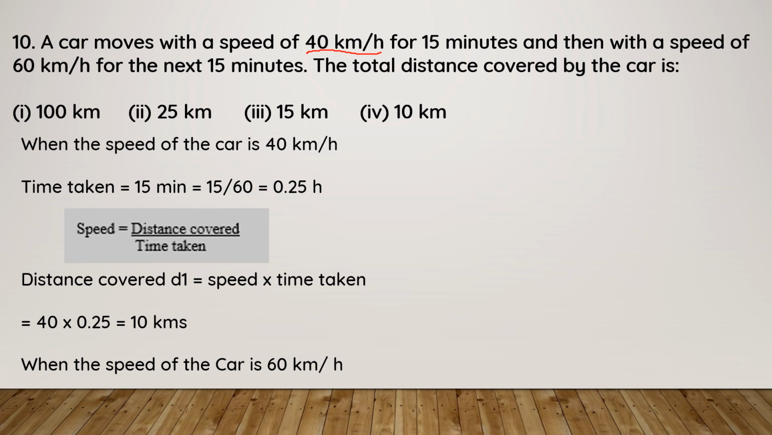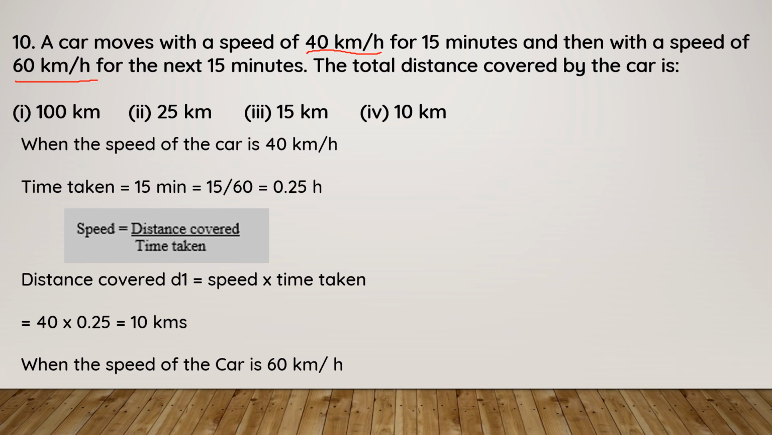So first 15 minutes at 40 km/h, the next 15 minutes it moves with 60 km/h. You have to find the distance covered by the car. Some options are given also: 100 km, 25 km, 15 km, 10 km. First you have to do the calculations and mark the answer. You can do this answer also in your notebook.